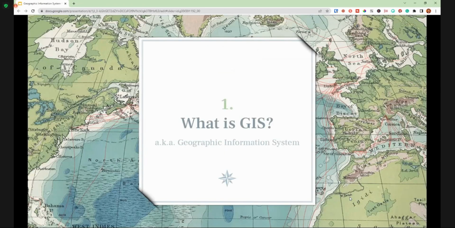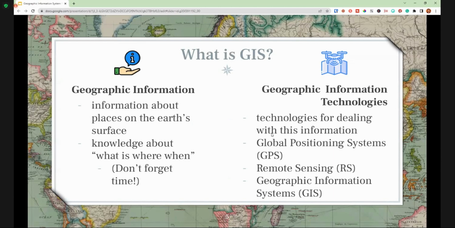GIS basically stands for Geographic Information System. But before we detail it down, we want to define first what's geographic information. Very easy. It's basically information about places on the Earth's surface. We are trying to get some knowledge about the what, the where, and the when. So always remember not to forget time when you're interested in geographic information because a lot of our places would change over time. AKA it's what you call a temporal change.